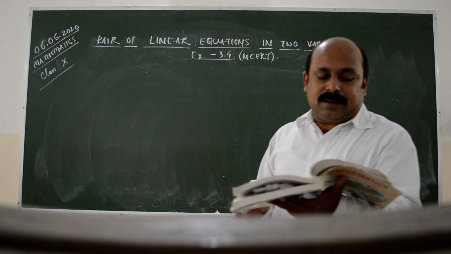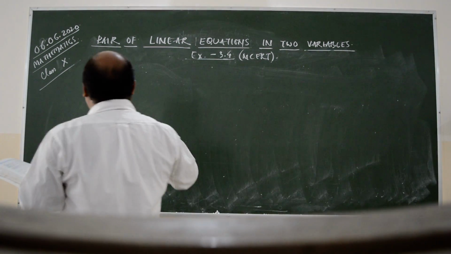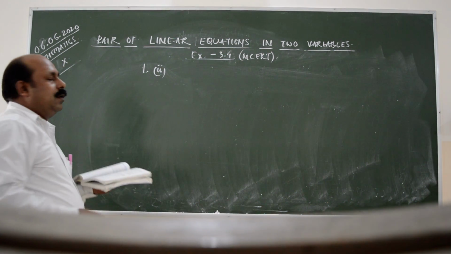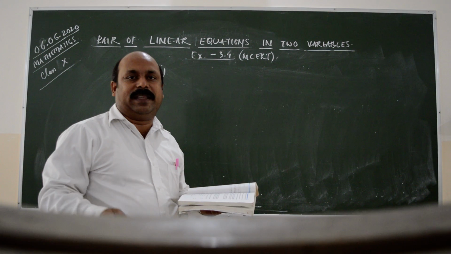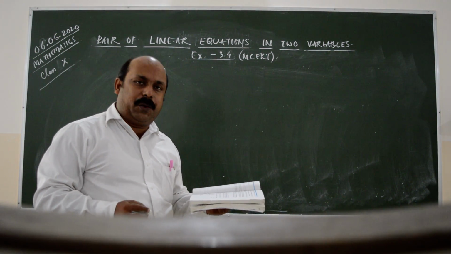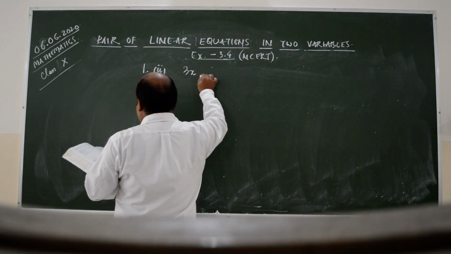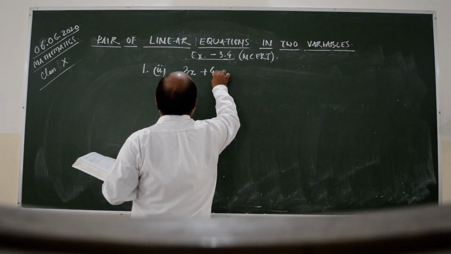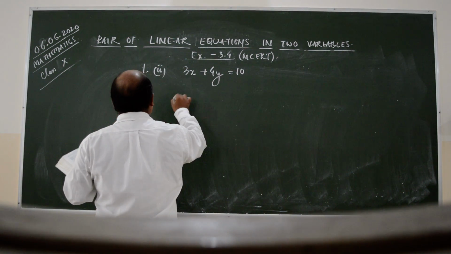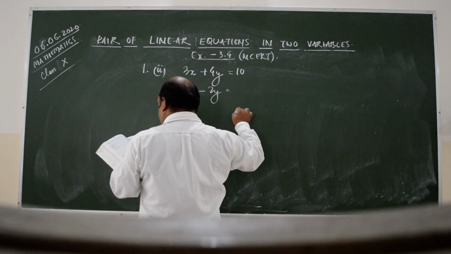Let us discuss the second question of question number 1. It means we are going to take question number 1 part 2. We will discuss one of the questions so that this method is clear, and then the rest of the questions in the first part can be solved by you on your own. So the second question is 3x plus 4y is equal to 10 and 2x minus 2y is equal to 2.